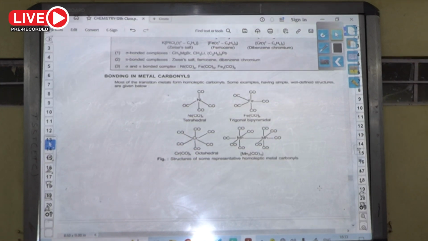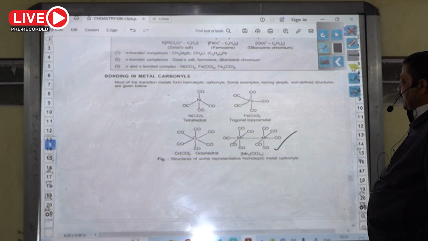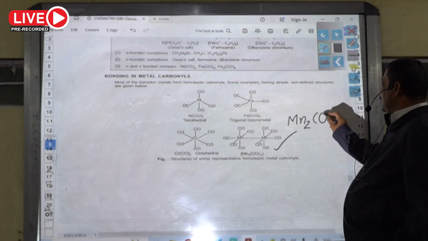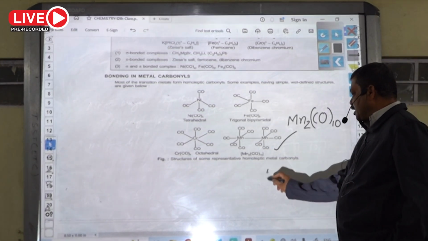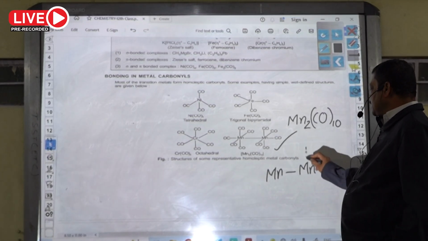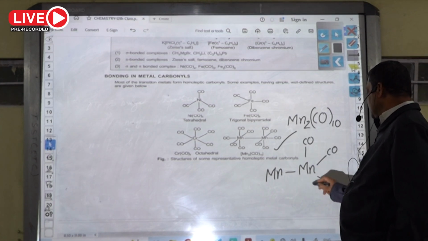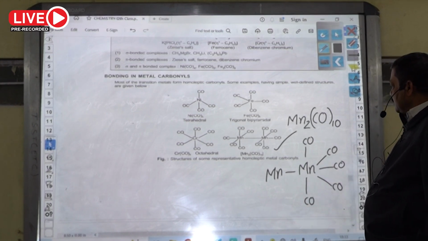In a bridged binuclear complex, you write one example, Mn2(CO)10. Mn2 carbon monoxide 10 times. There is a bridge between Mn and Mn. And each Mn is surrounded by 5 carbon monoxide. Here also.